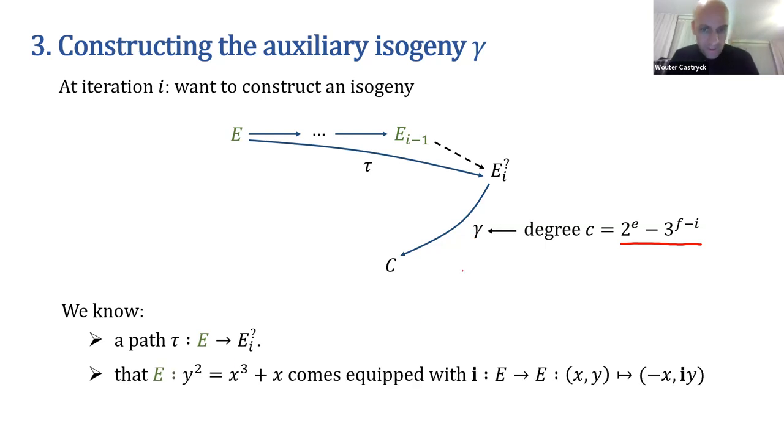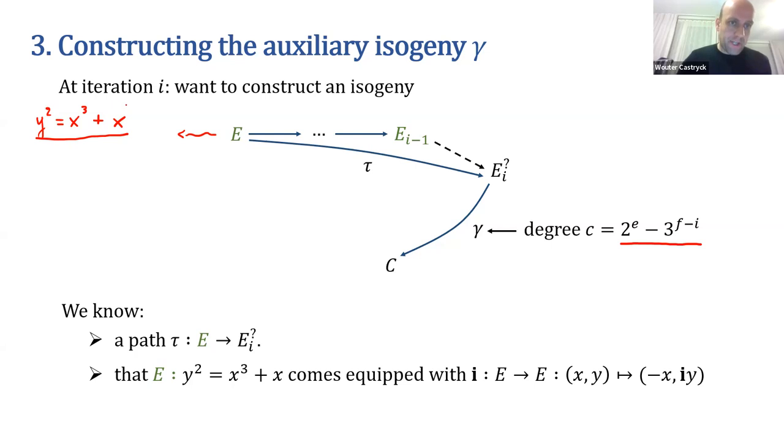And another crucial ingredient, and this is the crucial ingredient actually, is that this starting curve, I didn't take it arbitrarily. I actually didn't mention anything about this, but if you remember, this was the starting curve I took when explaining the supersingular isogeny Diffie-Hellman protocol. And this is a very special supersingular elliptic curve in the sense that it comes with extra automorphisms. Namely, it comes with this automorphism, which is a square root of minus one.